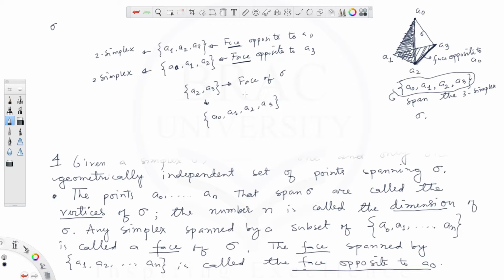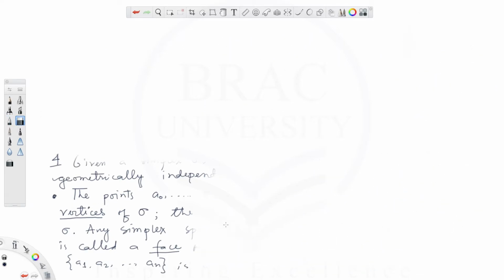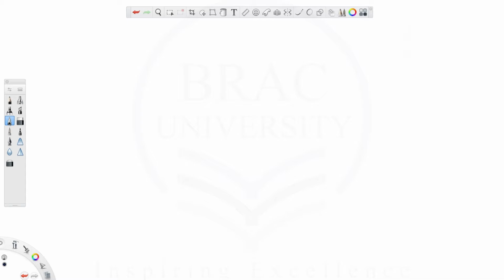So this is sometimes called a proper face, which arises from a proper subset of the given set of vertices of the n simplex. Okay, so this was a small example illustrating how we get faces opposite to vertices. Now there are more terminologies related to the properties of an n simplex.